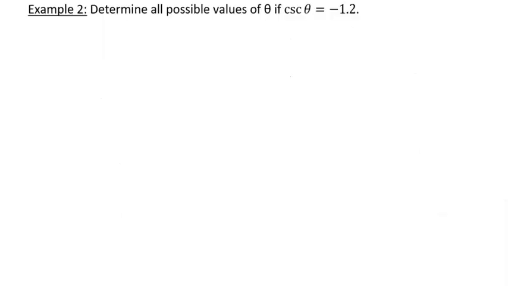All right, here's the last example we'll look at today. Determine all possible values of theta if cosecant theta is negative 1.2. Well, the first thing to note here is that cosecant is 1 over sine. So 1 over sine theta is negative 1.2. If I rearrange that, I'm just swapping where those are, multiplying both sides by sine theta and dividing both sides by negative 1.2, I get sine theta is equal to 1 over negative 1.2.